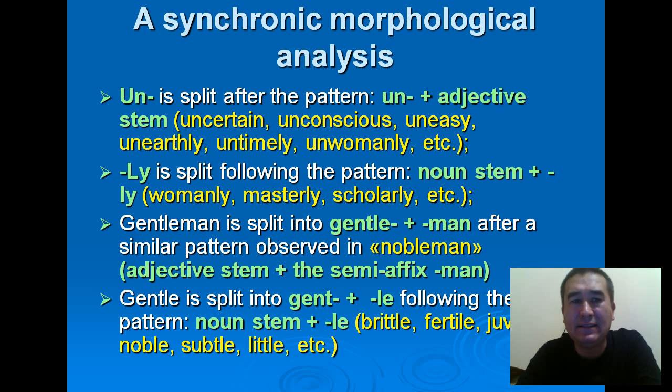Synchronic morphological analysis. Un is split after the pattern un plus adjective stem: uncertain, unconscious, uneasy, unhastily, untimely, unwomanly, etc. Ly is split following the pattern noun stem plus ly: womanly, masterly, scholarly. Gentleman is split into gentle plus man after a similar pattern observed in nobleman, adjective stem plus the semi-affix man. Gentle is split into gent plus le, following the pattern noun stem plus le: brittle, fertile, juvenile, noble, subtle, little, etc.